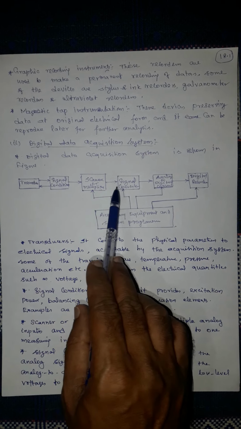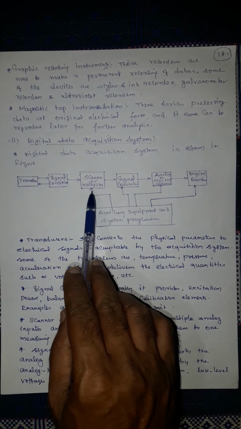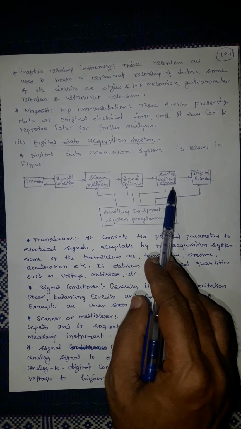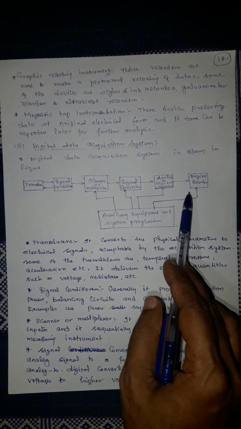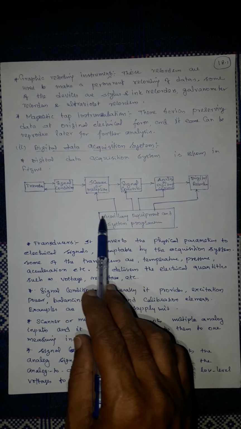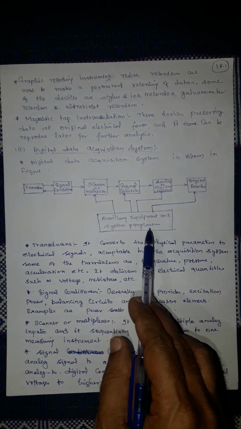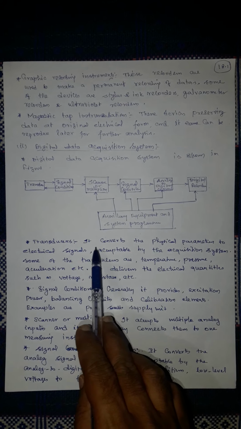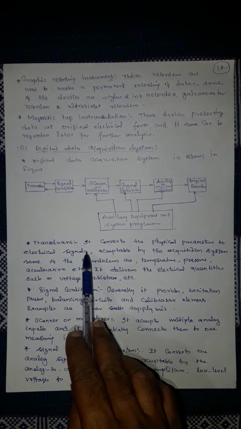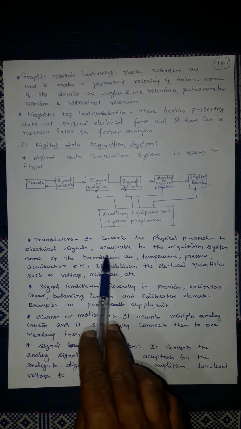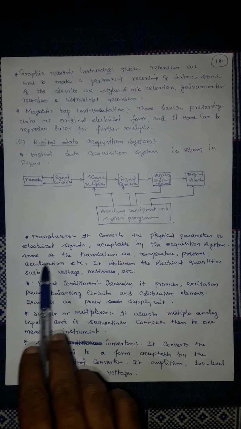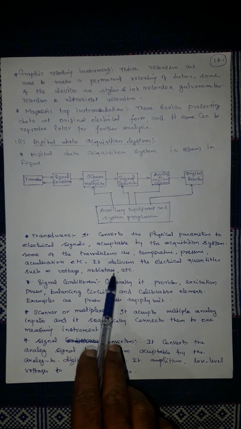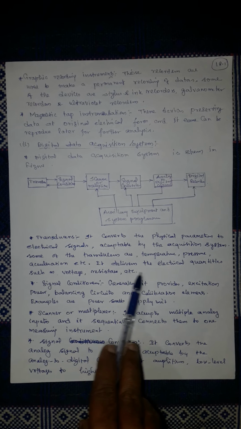Transducer, signal conditioning, scanner or multiplexer, signal converter, analog to digital converter, digital recorder. For all these devices you have auxiliary equipment and system programs. The transducer, same as in the previous analog system, converts the physical parameter to an electrical signal acceptable by the acquisition system. Some of the transducers sense temperature, pressure, accelerometer or acceleration, etc. It delivers an electrical quantity such as voltage, resistance, etc.